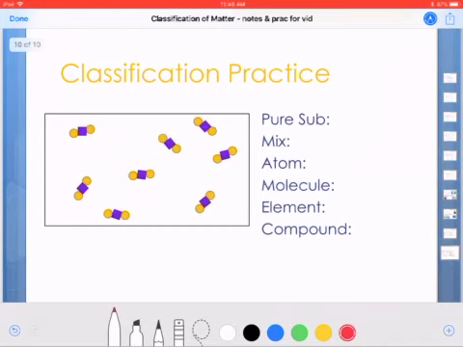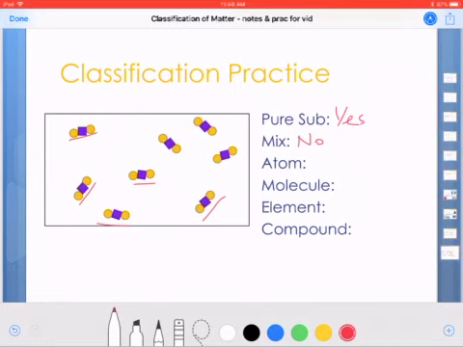One more quick example of a classification practice problem would be this one. This one's kind of tricky, which is why I chose it. Again, at the top of our list, we have pure substance and mixture. Many people would say that this would be a mixture because you can clearly see the different symbols in the compound here. However, every compound, every connection, every group of atoms, those all are the same. So because those are the same, it's actually a pure substance, which means it is not a mixture.